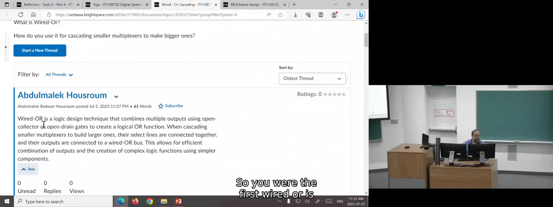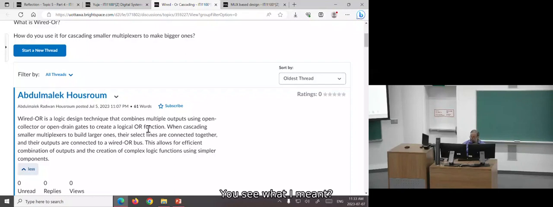Wired OR is a logic design technique that combines multiple outputs using open collector or open drain to create a logical OR function. Actually, we haven't talked about open collector or open drain in our course, but we've talked about tri-state logic. So Abdul Malik is writing using open collector or open drain gates to create a logical OR function. You see what I meant?